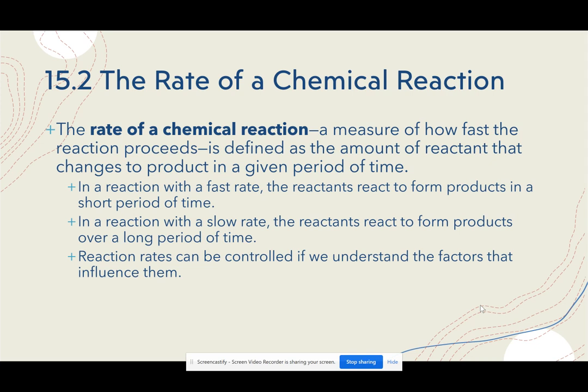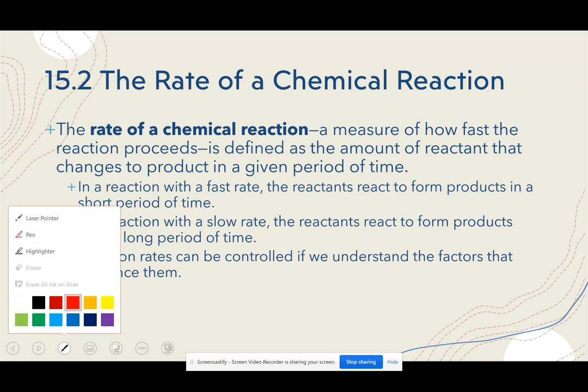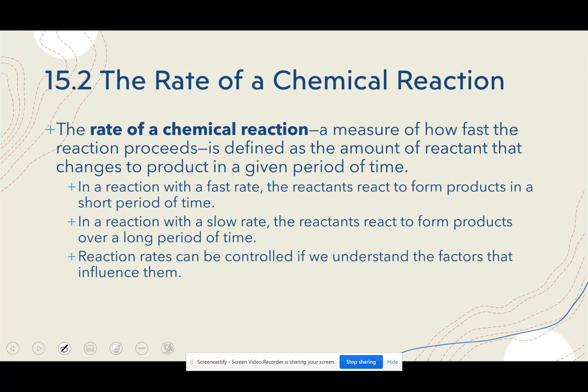The rate of a chemical reaction is a measure of how fast the reaction proceeds. So it is how much reactant turns into product in a given amount of time. Usually the unit will be moles per liter times second. So how many moles per liter, or how much concentration with molarity change per second.